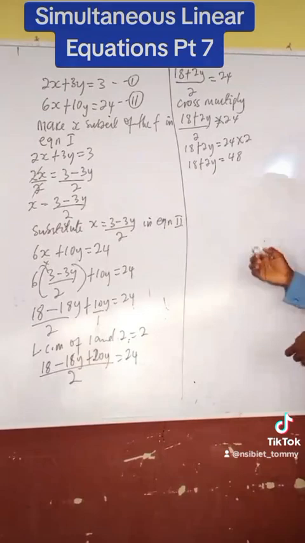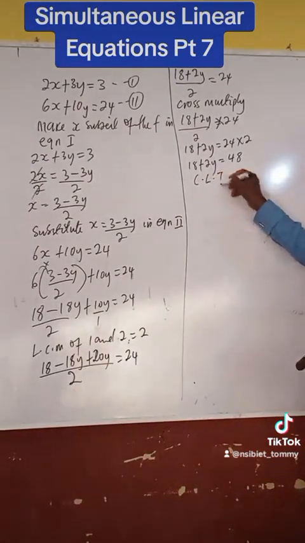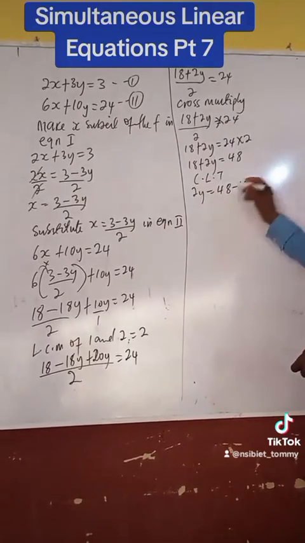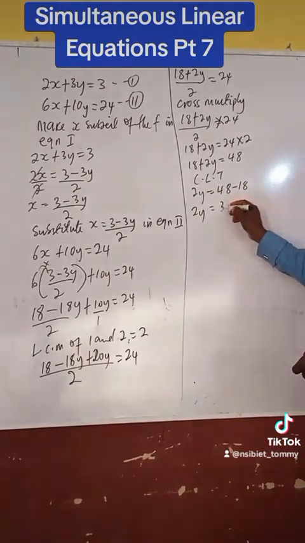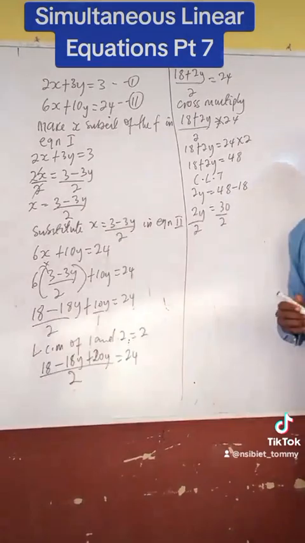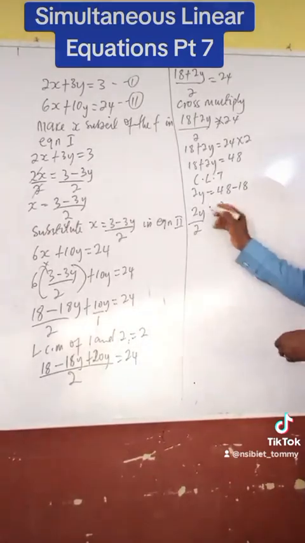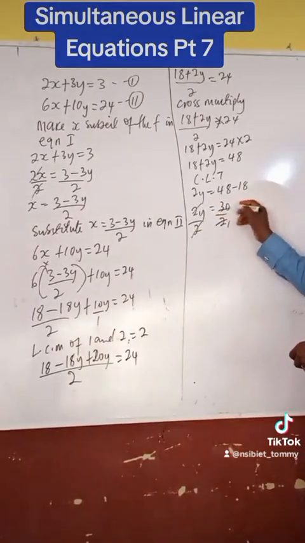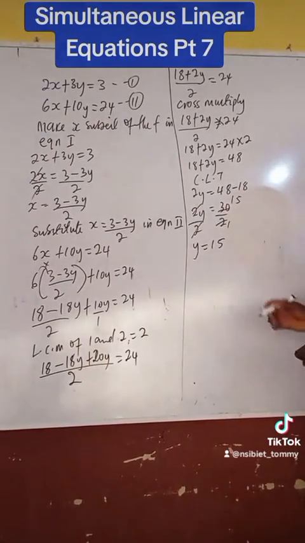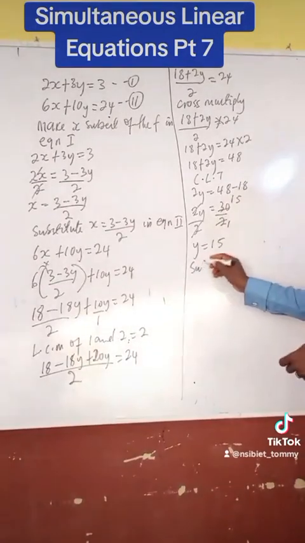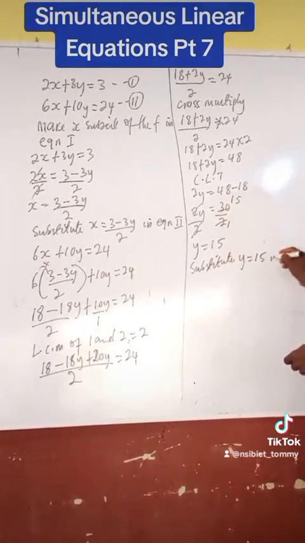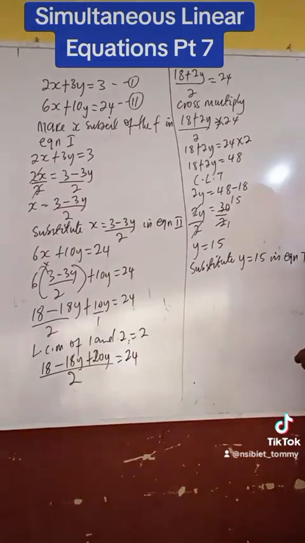So what next? Collecting like terms, this now becomes 2y is equal to 48 minus 18. So 2y is equal to 30. We are looking for y, so we divide both sides by the coefficient of y so that y can stand alone. 2 goes into 2, 2 goes into 30, 15. So y is equal to 15. Having gotten y, now let's substitute y is equal to 15 in equation 1.